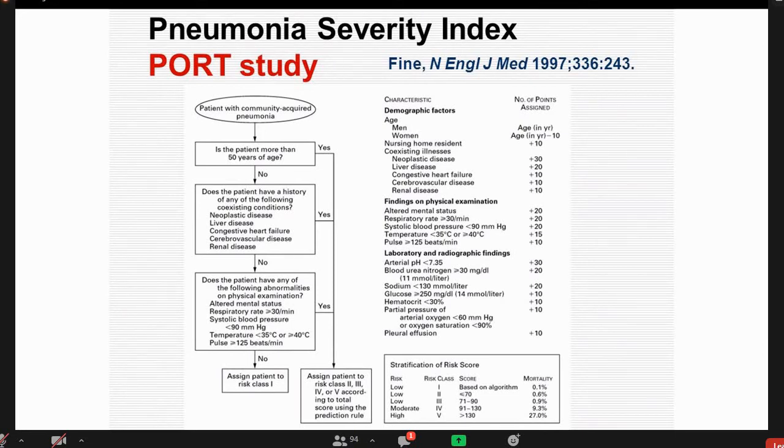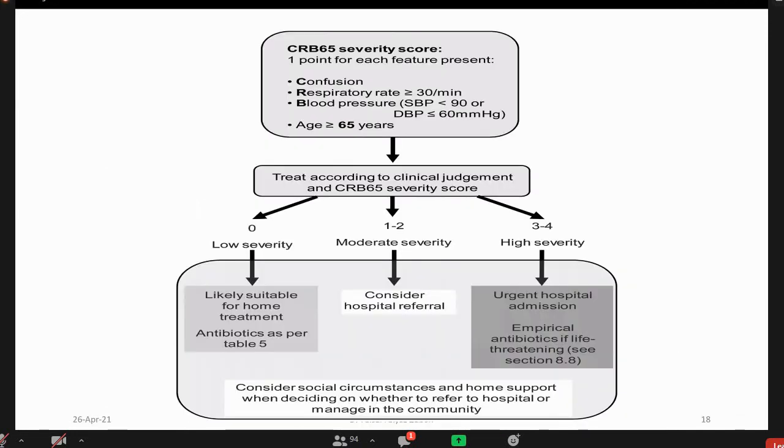Severity Index. But there are other tools as well, which are much simpler, known as CRB65. They are the British rules, and CRB65 is more popular in Europe. Another is CURB65. We'll discuss both of these.